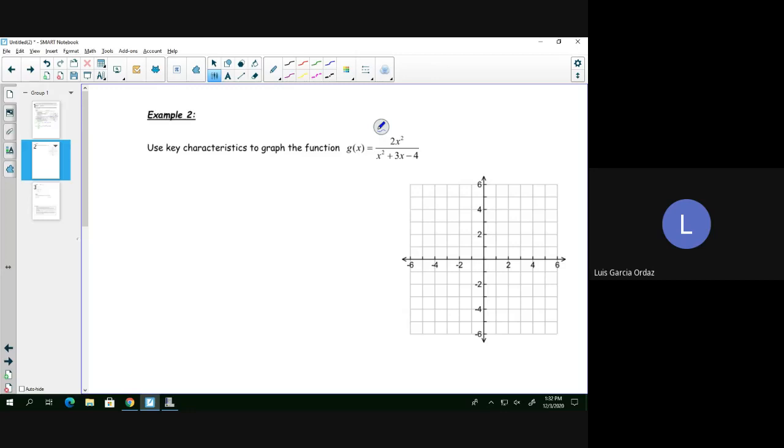Let's start with the easy part. Let's identify our vertical asymptotes, okay? So remember, our vertical asymptotes have to do with our denominator. So we have x squared plus 3x minus 4, okay? So obviously, to get our vertical asymptotes, we have to factor this trinomial. So if we factor this trinomial, what does it give us?